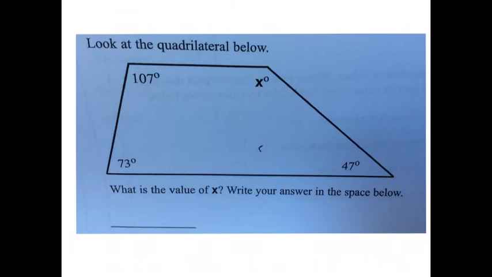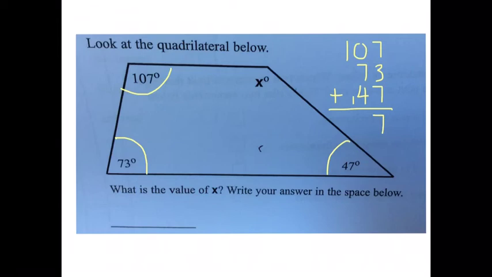Right, our first step then is to add the 3 angles that were given. 107, 73, and 47. So 107, 73, and 47. 7 and 3 is 10, plus 7 is 17, 1 over. 0, 7, and 4 is 11, plus the other one is 12. 1 and 1 is 2.